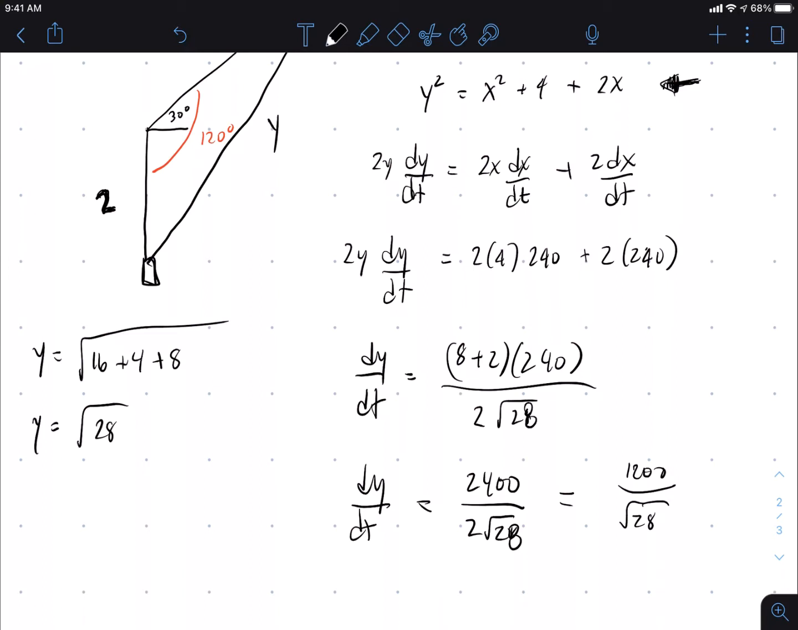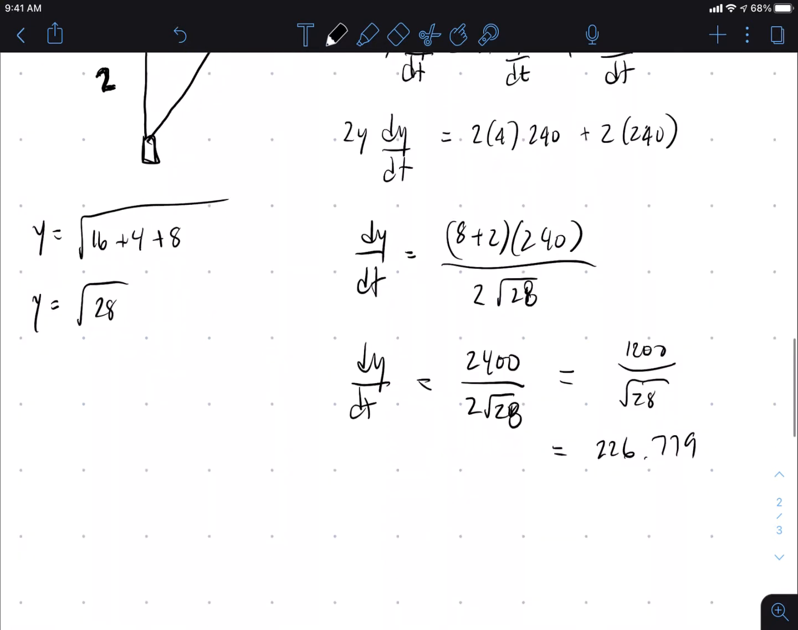Oops. I got 226.779. Oh, and they want whole numbers, so that should be what? 227 kilometers per. Does that make sense?